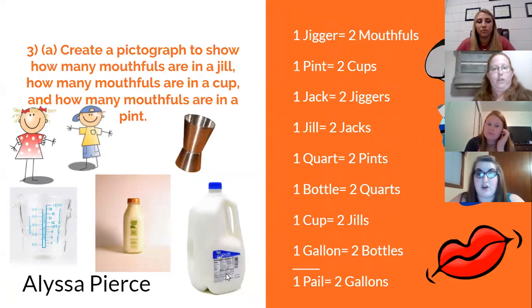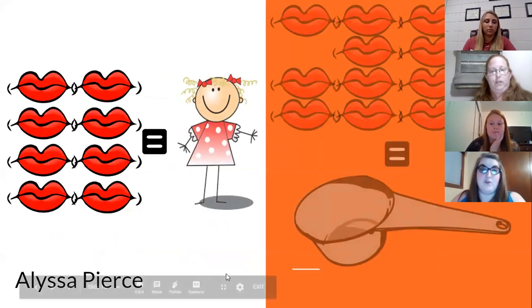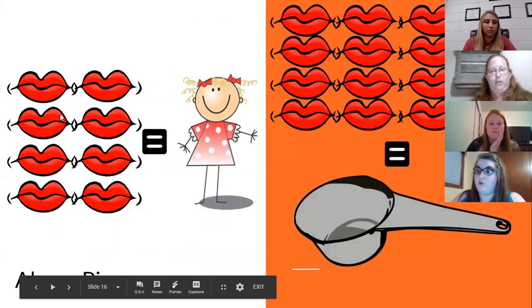So I've got the pictographs that I'm going to use here so y'all can get familiar with them. And then I have kind of our original draft of how we're going to use these things to figure out how many each is. So if we go to my second slide, we can see how many mouthfuls equal a Jill and how many mouthfuls equal a cup. So how are we going to figure that out?